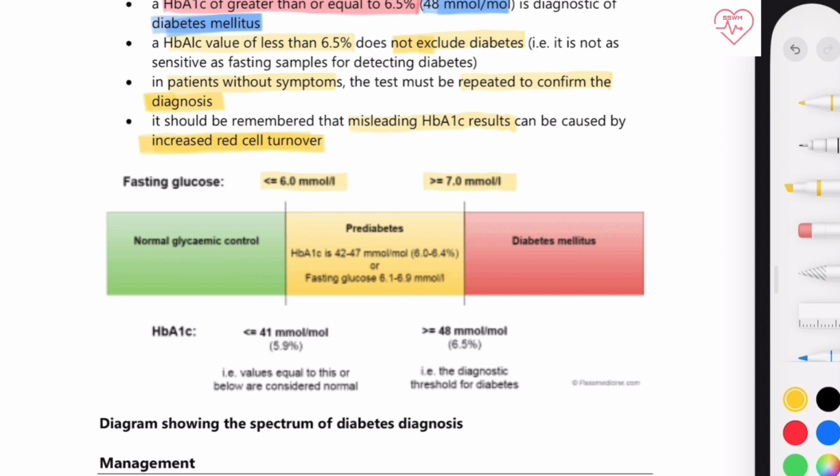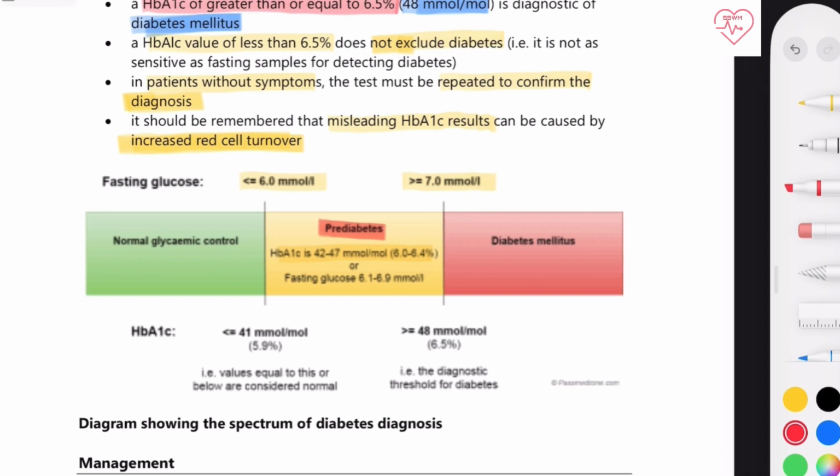Now let me tell you, normal glycemic control. There will be pre-diabetes where HbA1c is 42 to 47 millimole per mole, that is, less than 6 percent. Right, we know the exact criteria: diabetes is greater than or equal to 6.5, which is 48 millimole. And if it is less than 6, there would be the chances of pre-diabetes. Correct? And fasting glucose would be 6.1 to 6.9, somehow like that.